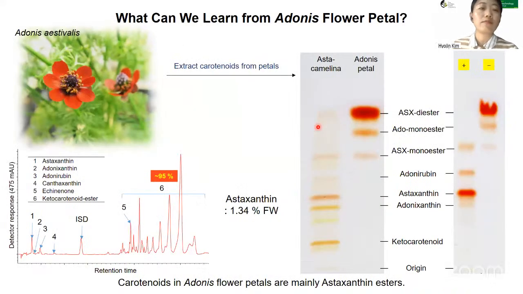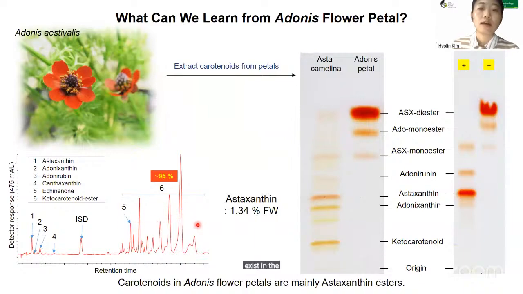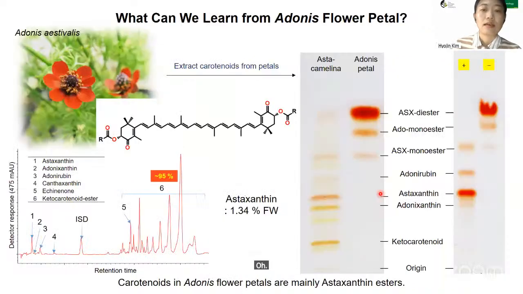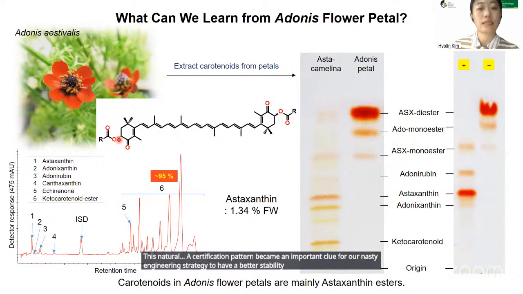Next, chemical profiling of Adonis petals revealed that most carotenoids exist in esterified forms rather than a free type of astaxanthin. In terms of structure, these astaxanthin esters have fatty acid attached to the hydroxy group through the ester bond, which makes them more stable for storage. This natural esterification pattern became an important clue for our next engineering strategy to improve the stability and quality of astaxanthin.